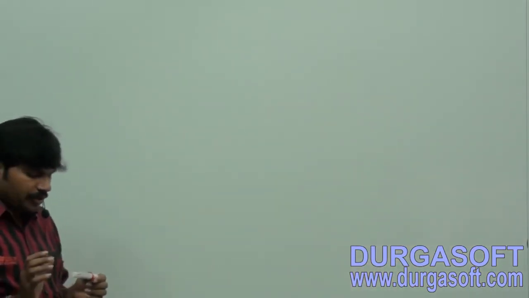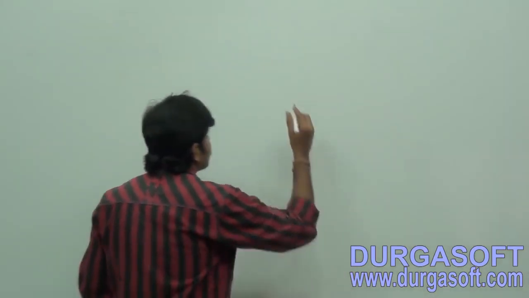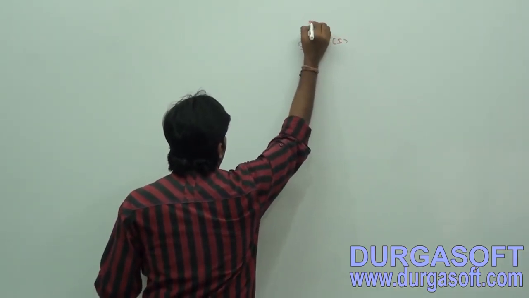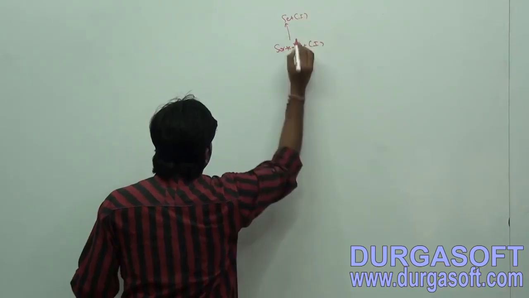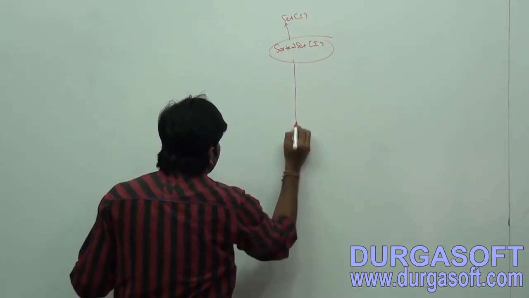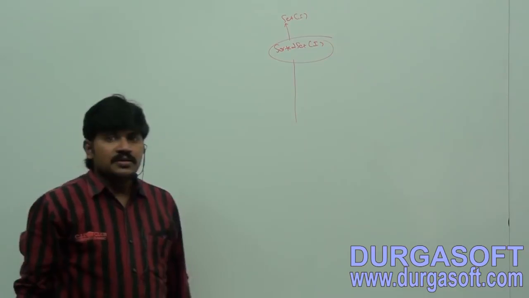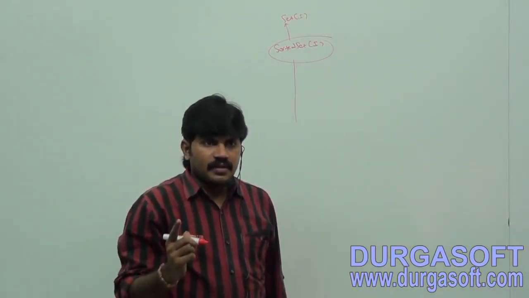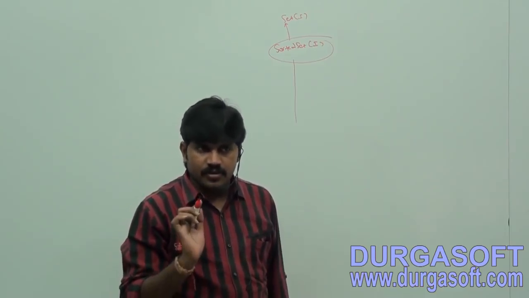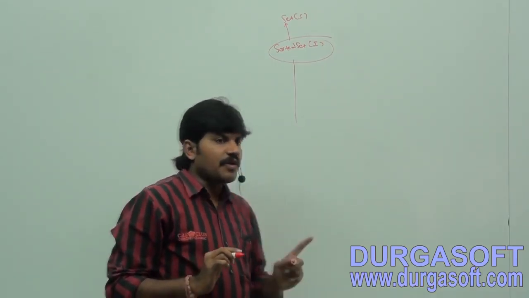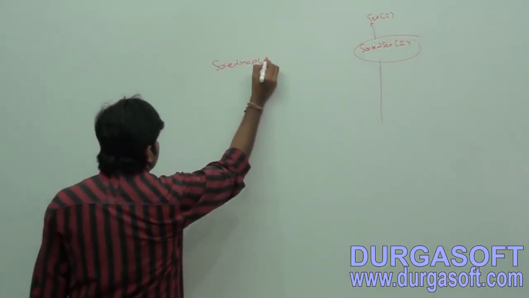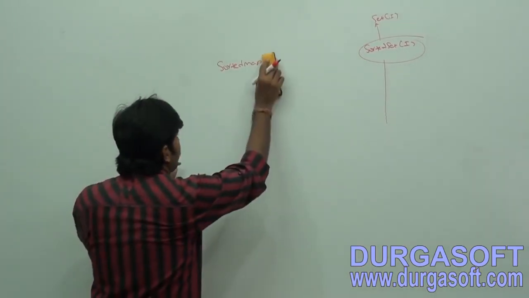Next one, a bit important here. In the last session we covered sorted set. Have you remembered? Sorted set is the child interface of set, and the sorted set contains some specific methods. There are 6 methods we covered. What is the first? What is the last? Head set, tail set, subset, comparator, right? These same methods are available even in sorted map also.